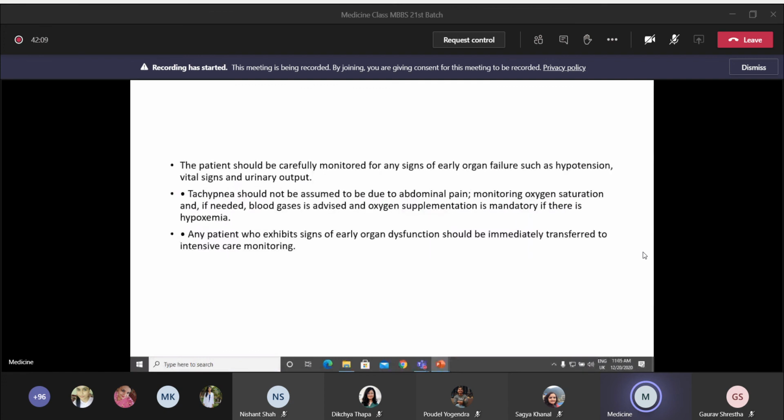The patient should be carefully monitored for any signs of organ failure as early as possible. Hypotension, vital signs, urinary output, because as I told you, there will be massive fluid loss, and because of which the patient can go into sepsis at any time. Tachypnea should not be assumed to be due to the abdominal pain. The patient has likely chances of going into ARDS. So with any possibility of tachypnea or decreased oxygen concentration, the patient should be evaluated for respiratory dysfunction. So the patient should be given oxygen supplementation. Anyone who exhibits early signs of organ dysfunction should be immediately transferred to the intensive care unit.